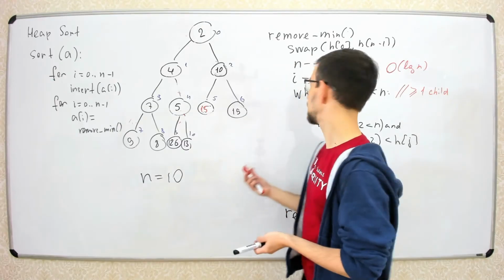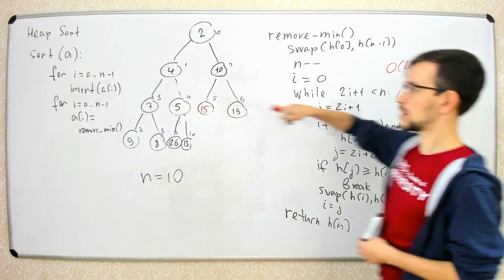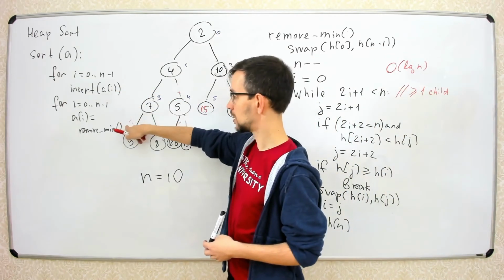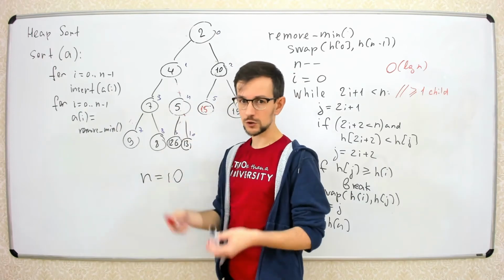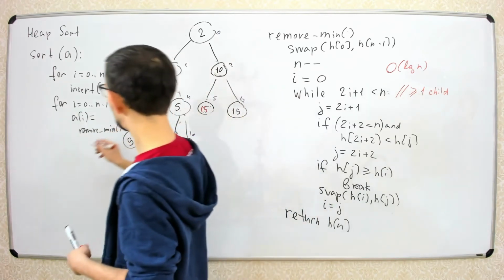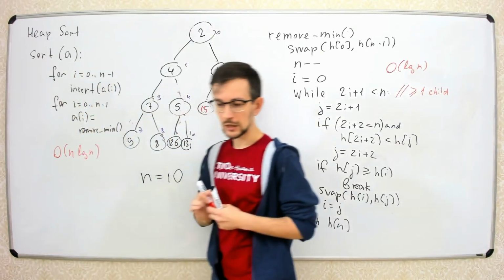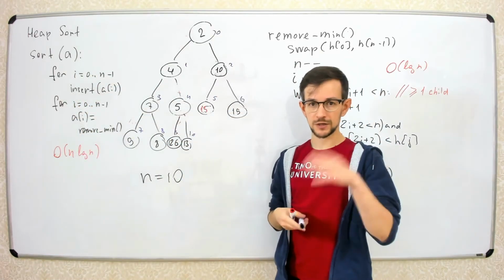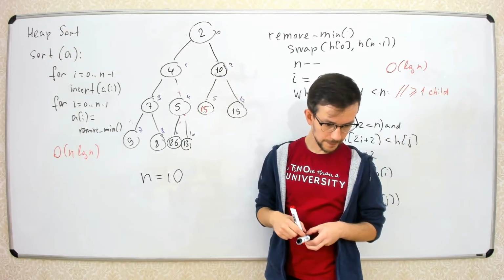Well, it's quite easy to calculate. Each operation costs you log n time. We have n operations here, n operations here, so we have a total of 2n operations. Each operation costs you log n time, so the total time complexity will be n log n. So the time complexity is the same as in the merge sort algorithm we discussed in the previous lecture.